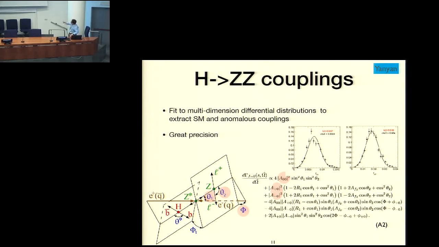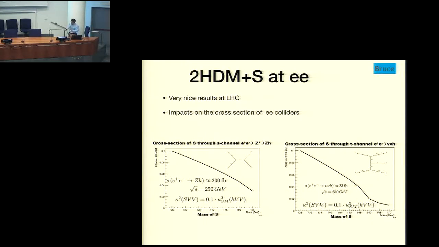This is not all the data set, only one channel. That means it can be improved further. And there's also some finite study about the 2 Higgs doublet plus a singlet at the e+e- collider. We can see that this kind of model produces very nice results at the LHC. It also has some impact on the e+e- collider. This kind of extra scalar can affect our cross-section for ZH and the W fusion in a significant way.